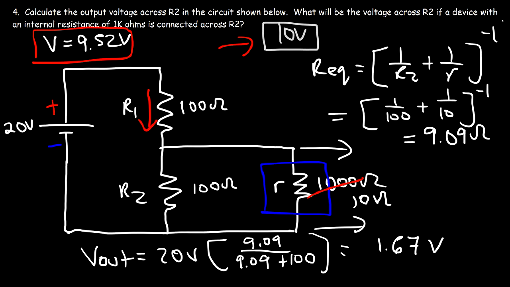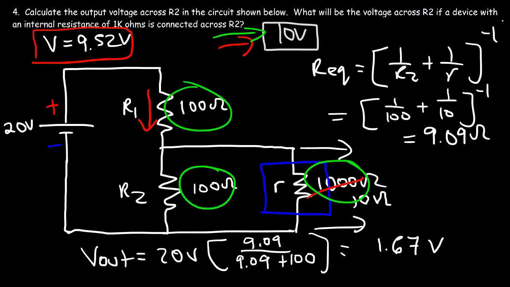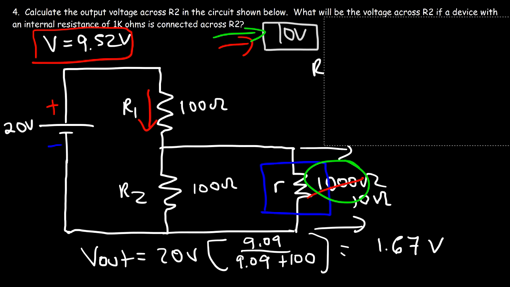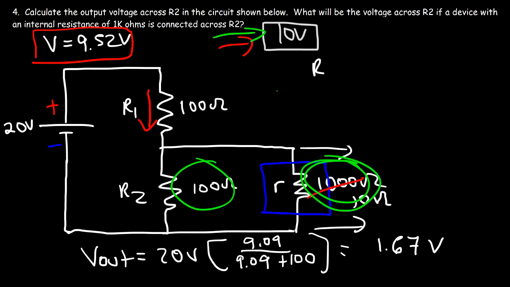So if you want to keep the voltage as close to 10 as possible, you should only use a device where the internal resistance of the device is a lot greater than R1 and R2. If it's significantly greater, then the voltage won't change as much. So for example, let's do one more problem. We see that if this resistance is 10 times the value of one of these, the voltage decreased by almost 5% of its original value.